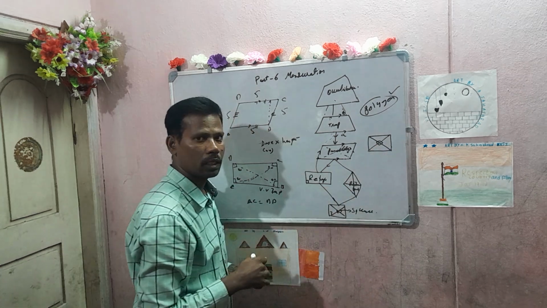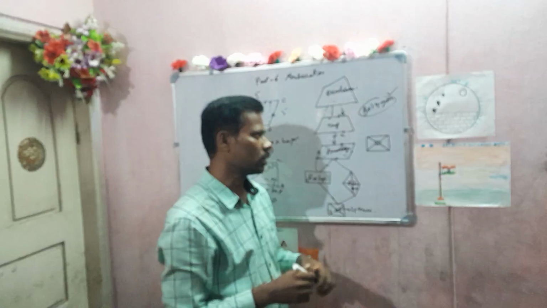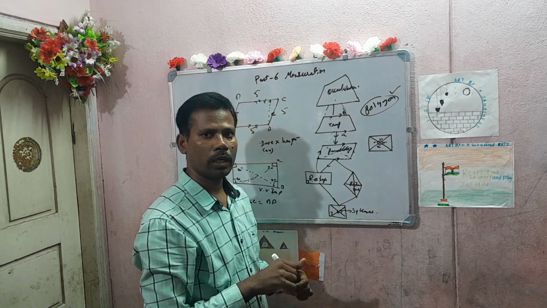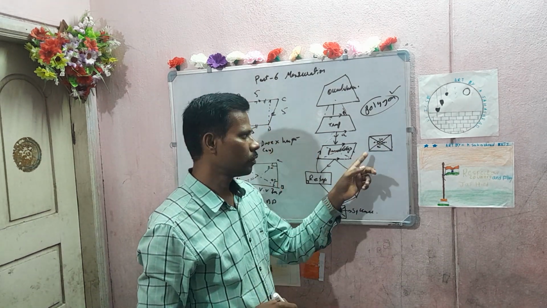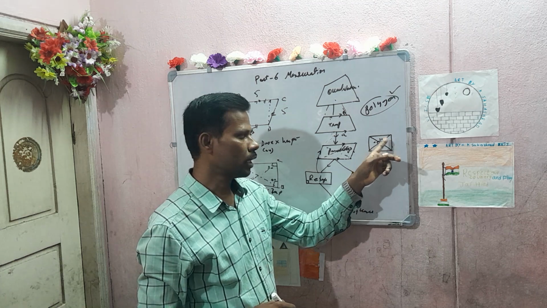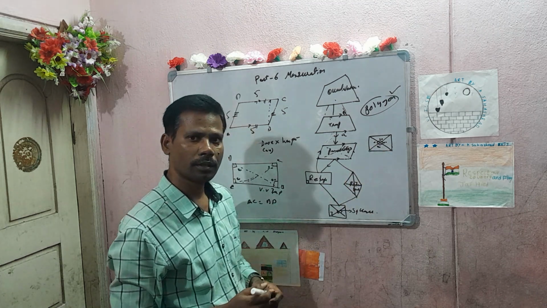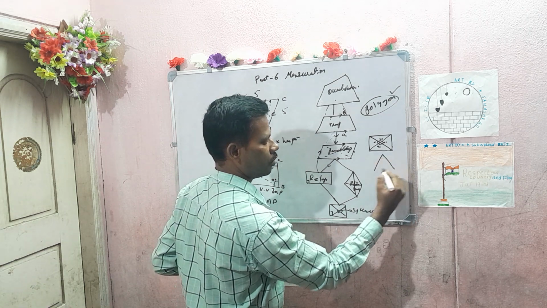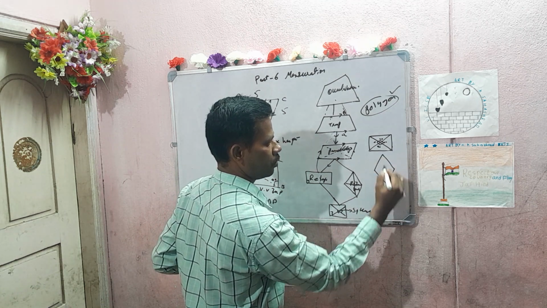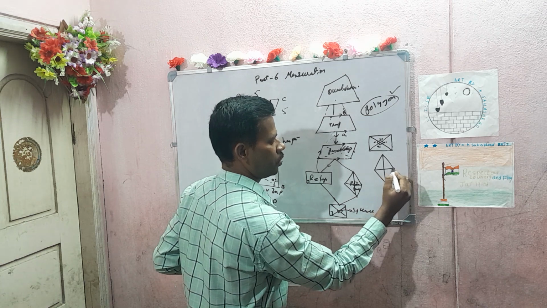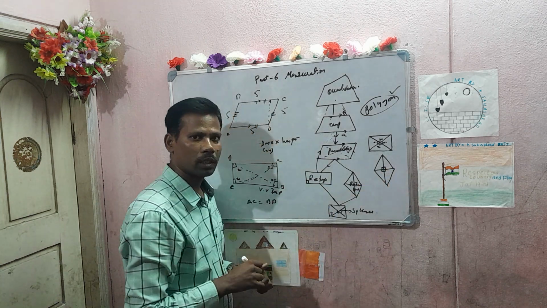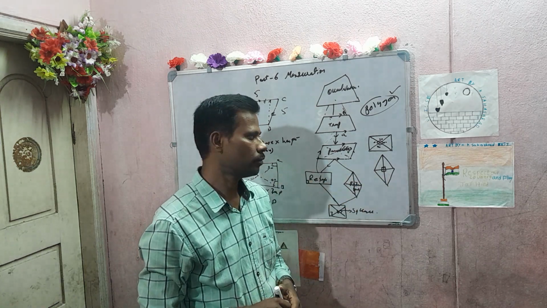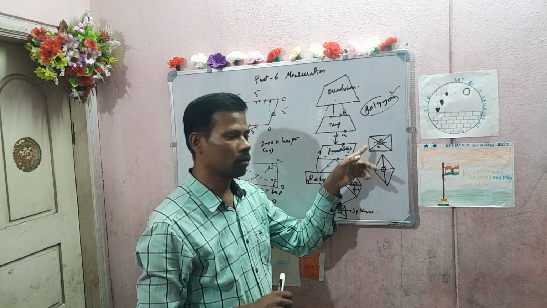in a square diagonals are perpendicular to each other. That means here 90, 90, 90, 90, and in a square diagonals are equal. Diagonals are equal in a square and diagonals are perpendicular to each other. Next, rhombus. In a rhombus also diagonals are perpendicular to each other, but in a rhombus diagonals are not equal. That is the difference between square and rhombus.